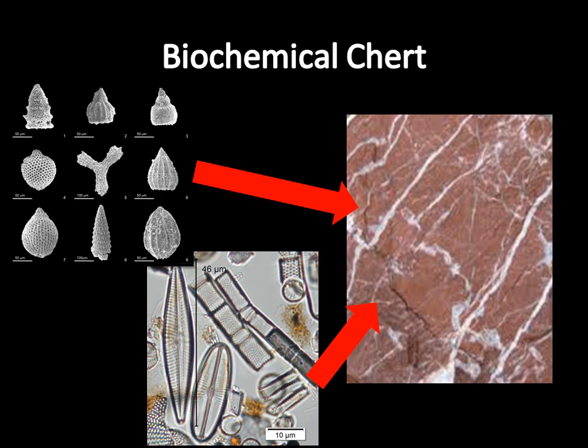Biochemical chert is formed by the recrystallization of silica-secreting organisms like the radiolarians and the diatoms. When the radiolarians and the diatoms die, they accumulate on the sea floor. After they accumulate, they are recrystallized and turned into a biochemical chert.